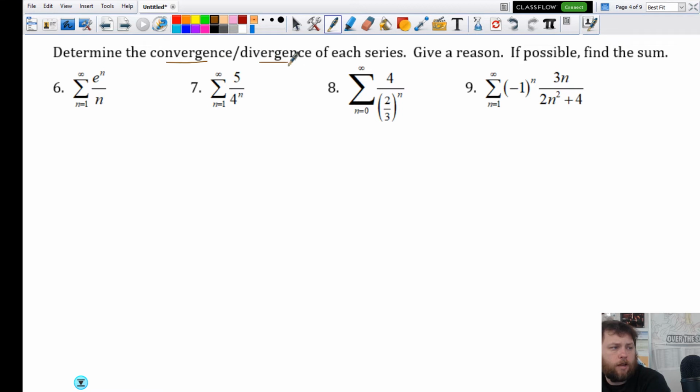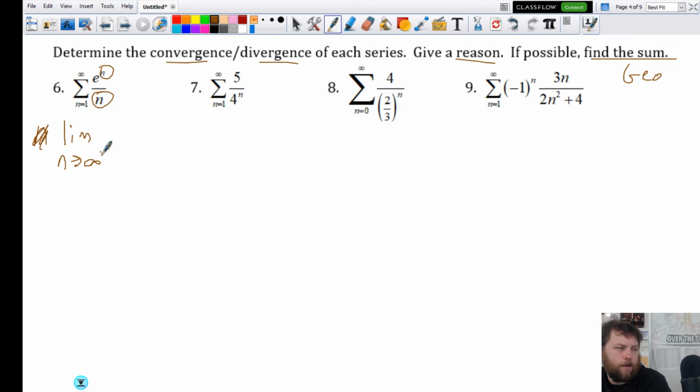Determine convergence or divergence. Give a reason. If possible, find the sum. You can only find the sum for the geometric series. So let's take this one. You know this is geometric because it has the... is it geometric? Oh, I was going to say that, but it's not. I was going to say because it has the n, but there's also this n. We can't have both. So we got to try the nth term test.